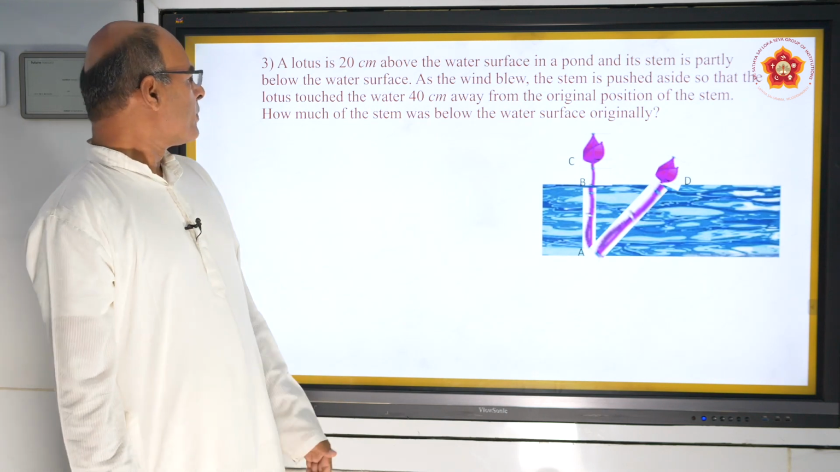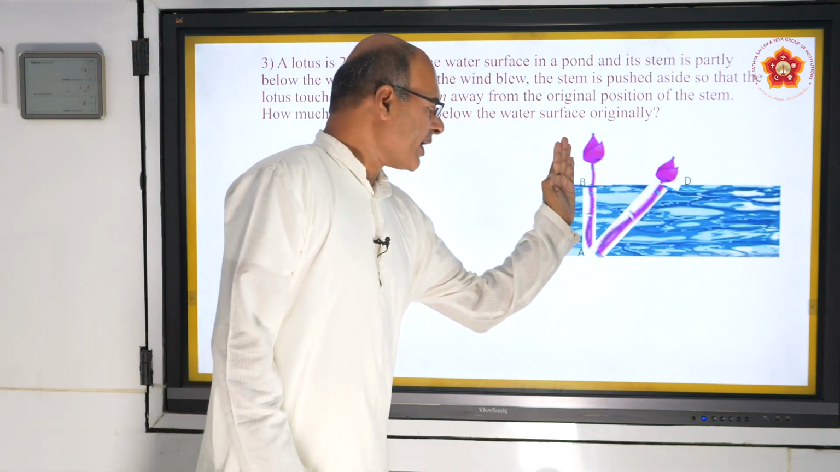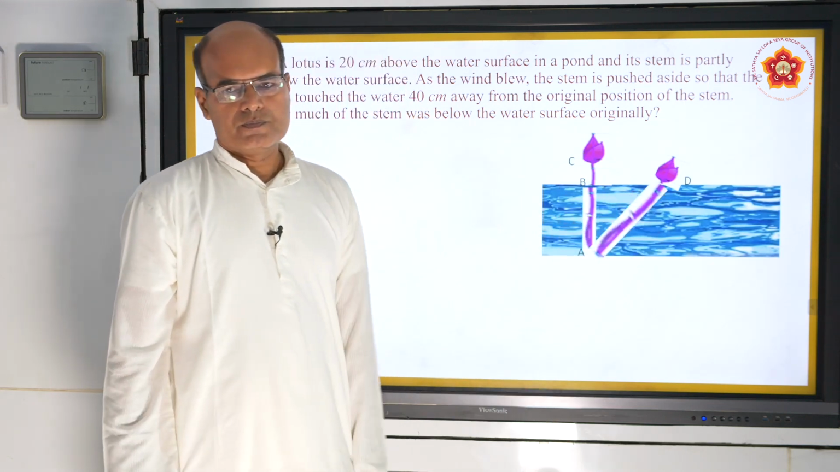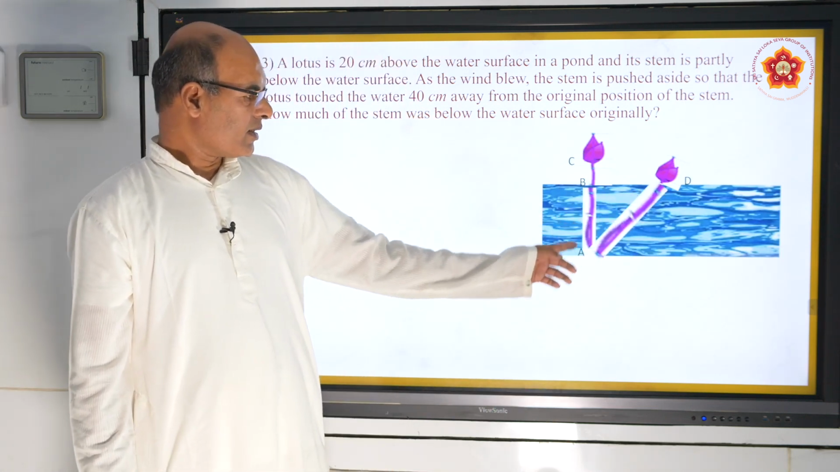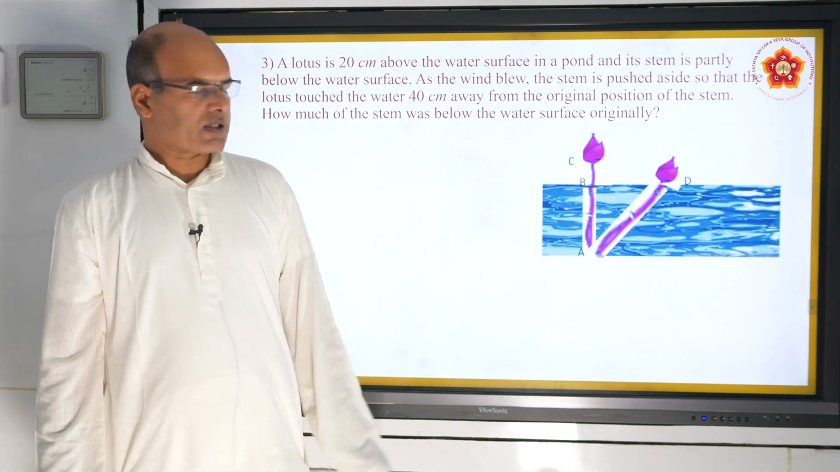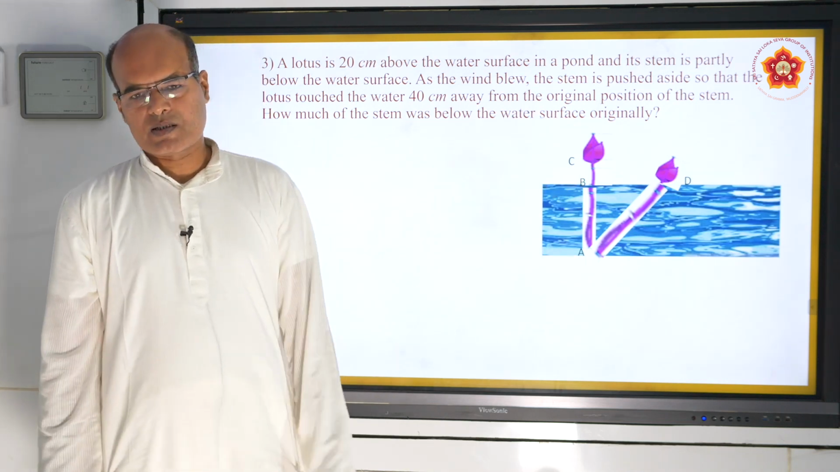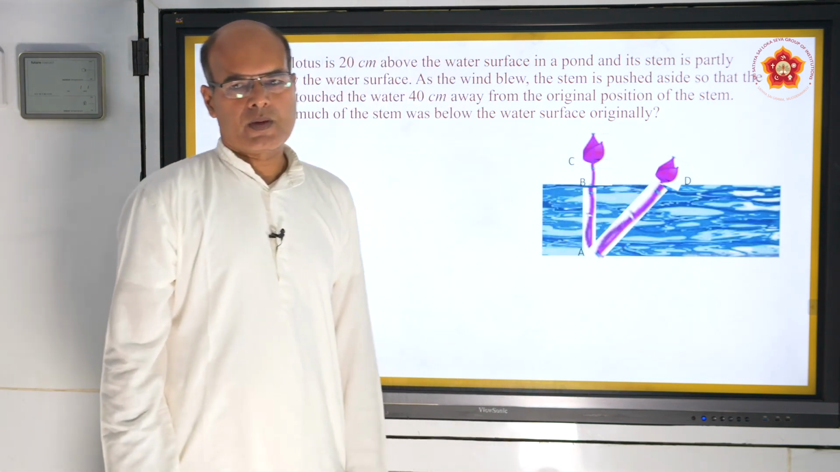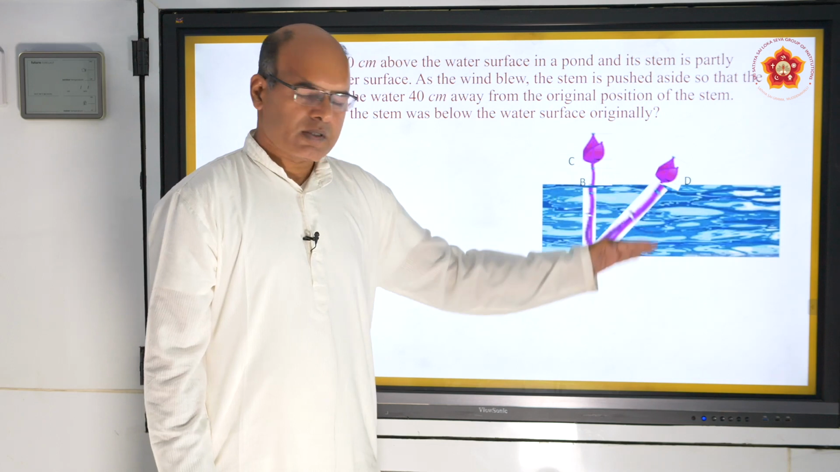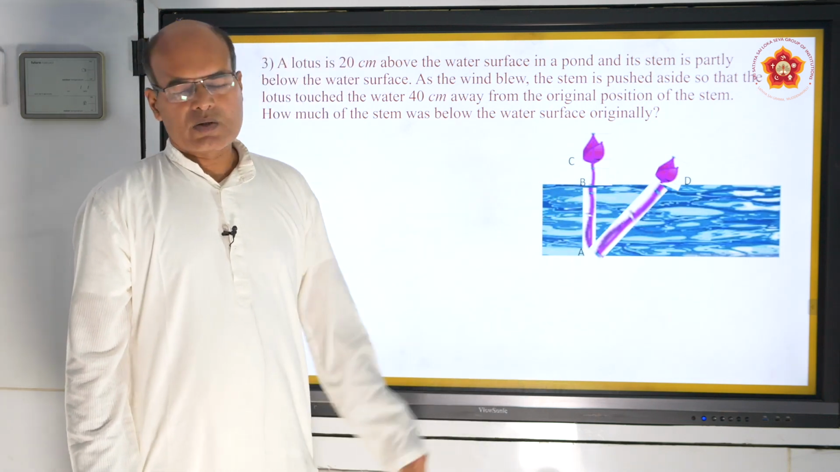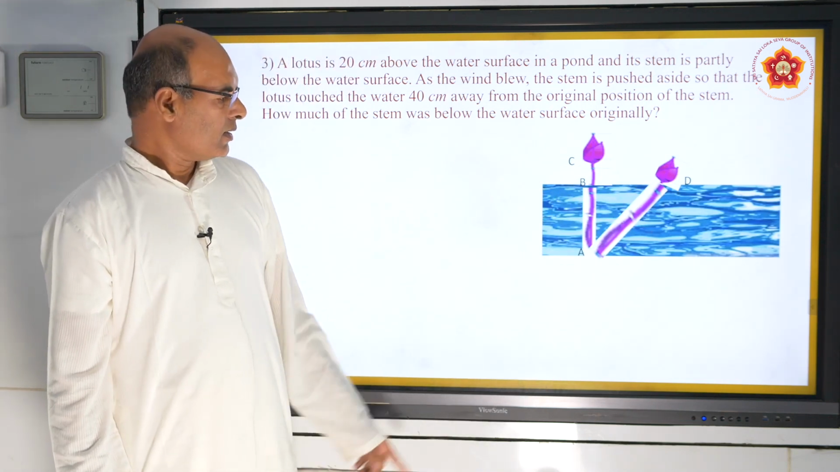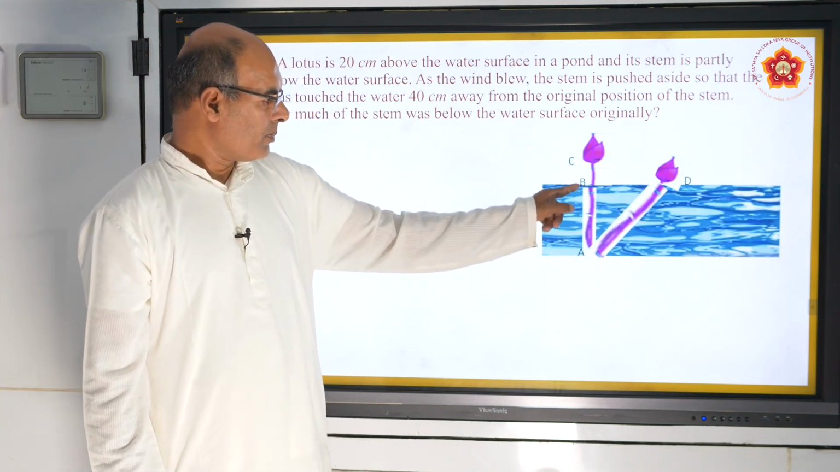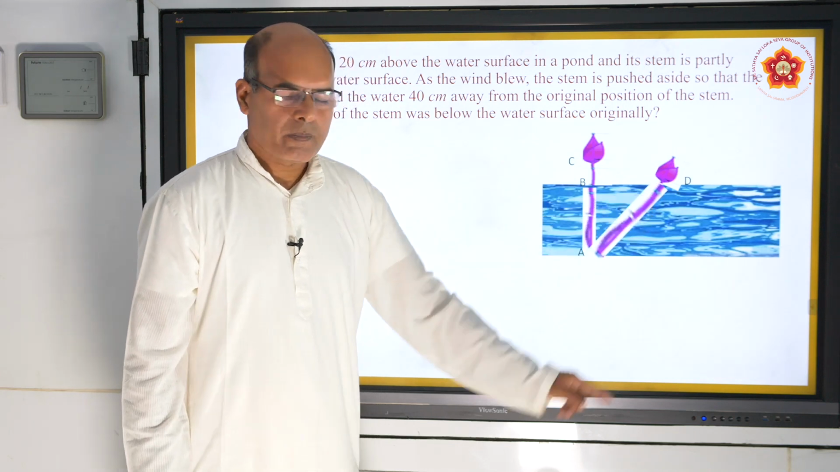So when the wind blew, the entire stem pushes aside and the flower touches the water. Originally, the stem is partially below the water surface and partially above the water surface. When the wind blew, the stem pushes aside and the entire stem becomes inside the water surface. That means this total length is here now: AB plus BC is equal to AD.